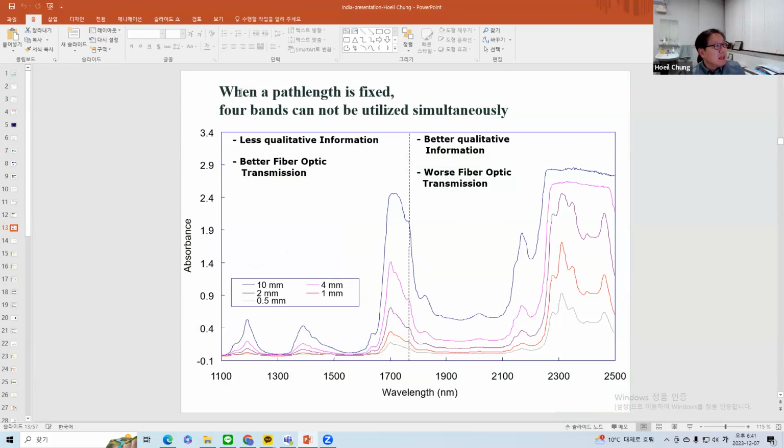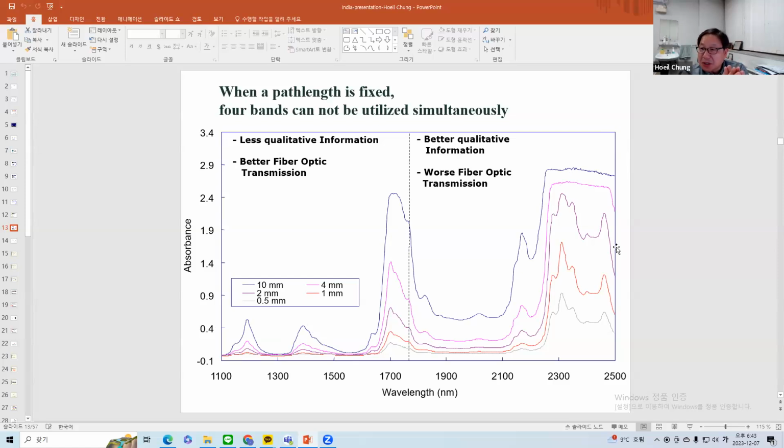When the path length is fixed, if you want to make a transmission measurement, you can see that if the path length is 0.05 millimeter, you have a very nice spectrum here. But in this overtone band, the intensity is very, very small. If you increase the path length to 1 millimeter, 2 millimeter, this peak gets saturated. That means the sample is too thick, but you can highlight more in this peak. But when your path length is, for example, 10 millimeter, you can see the second overtone and combination bands, but this peak will be saturated. So that means it depends on the path length of your sample.